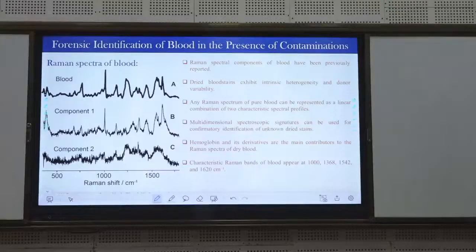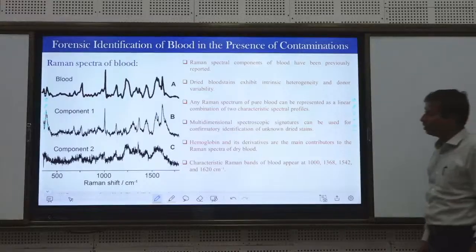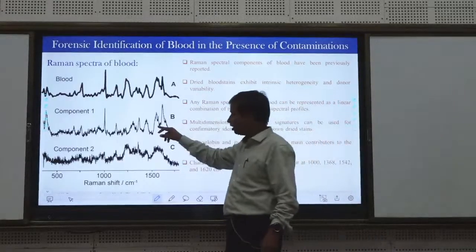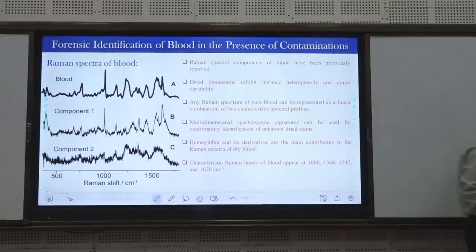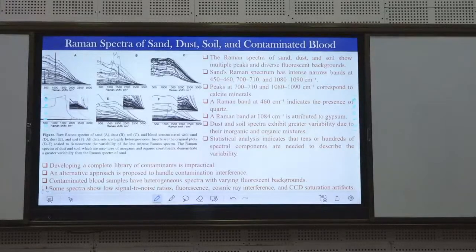Now this one is the blood in presence of contamination. If you have contamination, this is a pure blood, this is a contaminated blood, that also can be identified. Even if the blood is contaminated, it can still be identified.